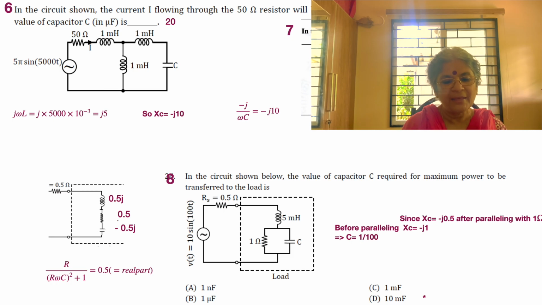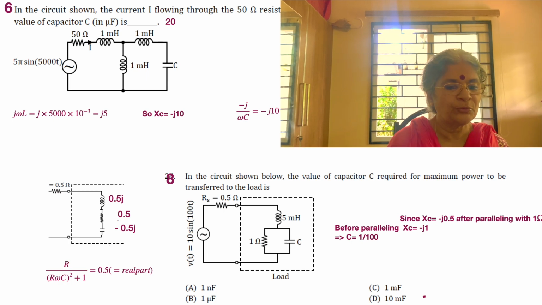Okay, so now if the XC is equal to minus J1, you can easily, without going for the equating of the real or imaginary portion, calculate, since you have already got it as equal to minus J1, that 1 is equal to 1 by omega C. So C is going to be 1 by omega, and omega is equal to 100. So again we can say that it's 10 millifarad. So two ways of doing the same problem. The second method is easier. Both are given in the slides.